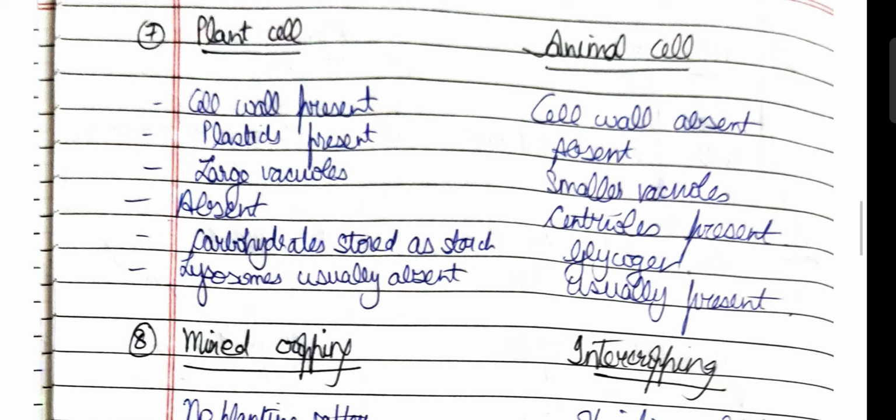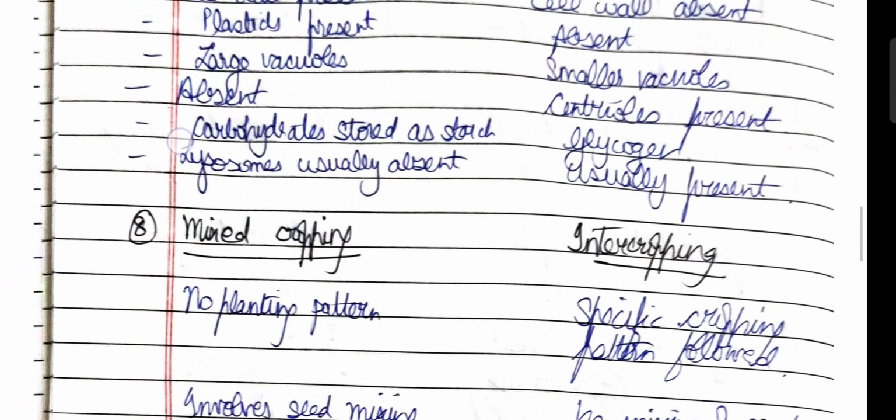Then plastids are present in plant cells, and absent in animal cells. Large vacuoles are present in a plant cell, smaller vacuoles are present in an animal cell. Then centrioles and centrosome are present in an animal cell, but they are absent in a plant cell. Carbohydrates are stored in the form of starch in plant cells, and in the form of glycogen in animal cells. Lysosomes are usually absent in plant cells and usually present in animal cells.